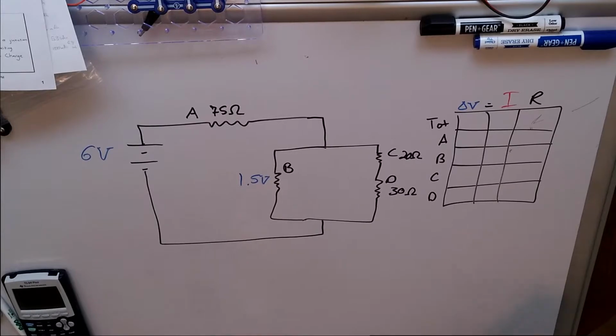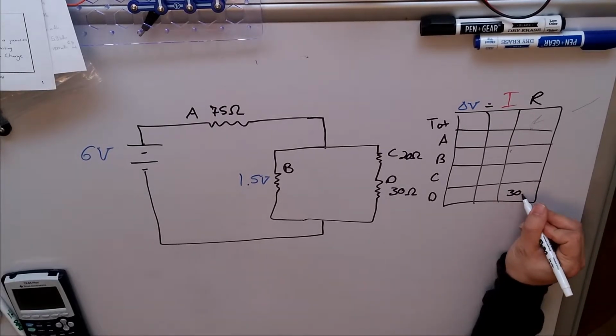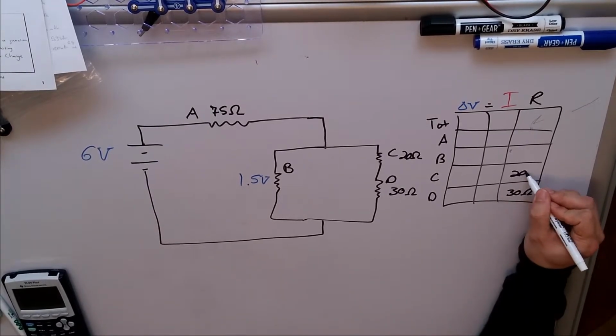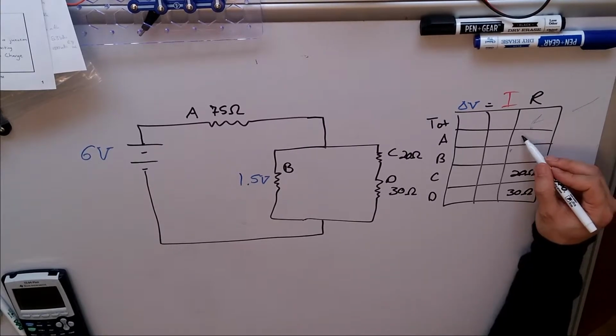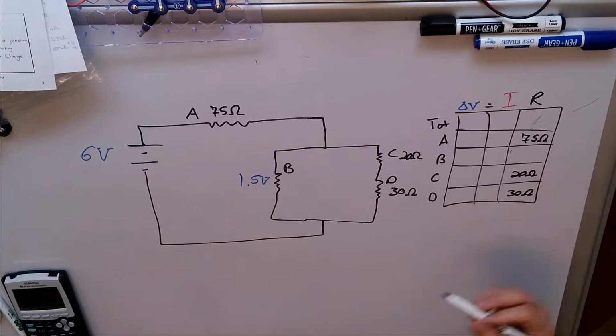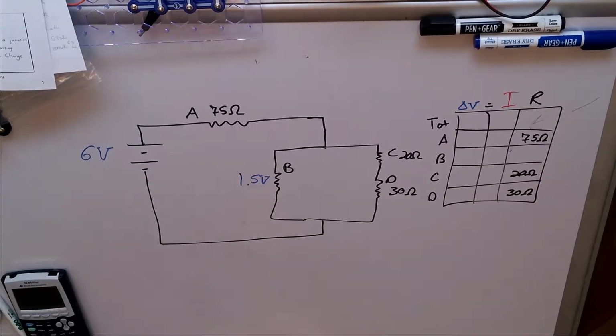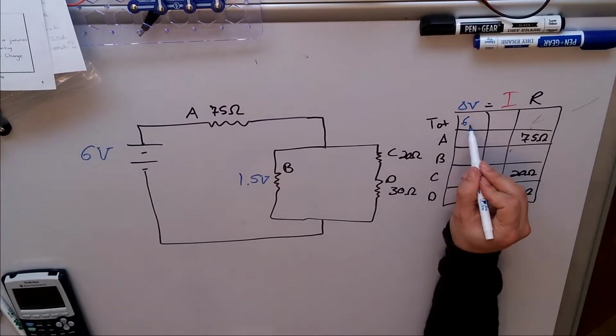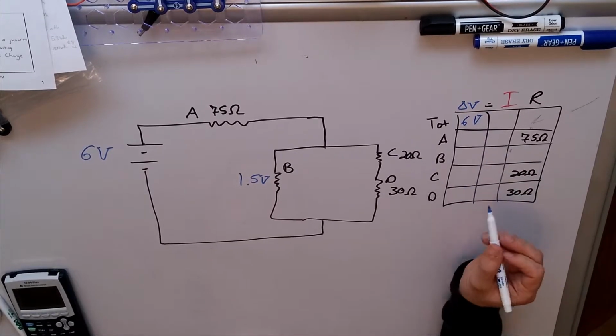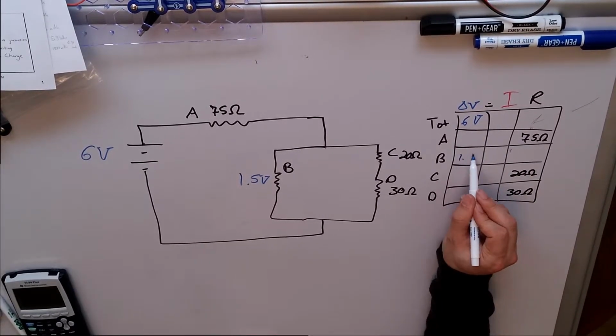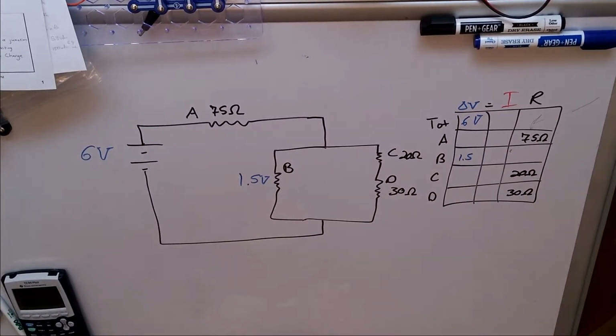Okay, so let's fill in things that we do know. That's a great way to get started. Resistor D is 30 ohms. Resistor C is 20 ohms. Resistor A is 75 ohms. I do not know resistor B, and that's about it on resistances. 6 volts, and then resistor B has a potential difference of 1.5 volts.